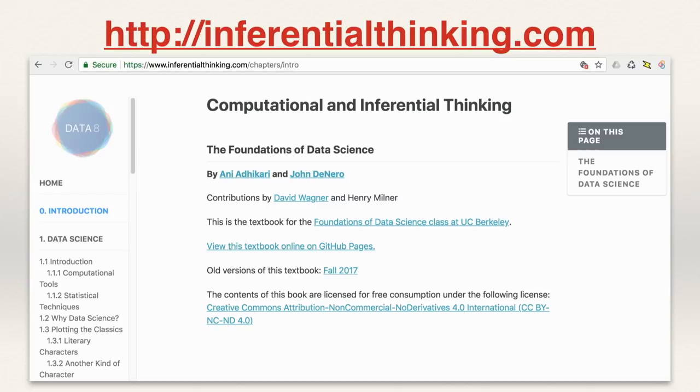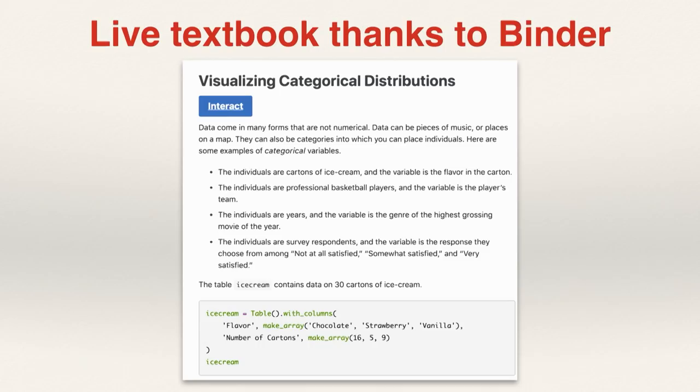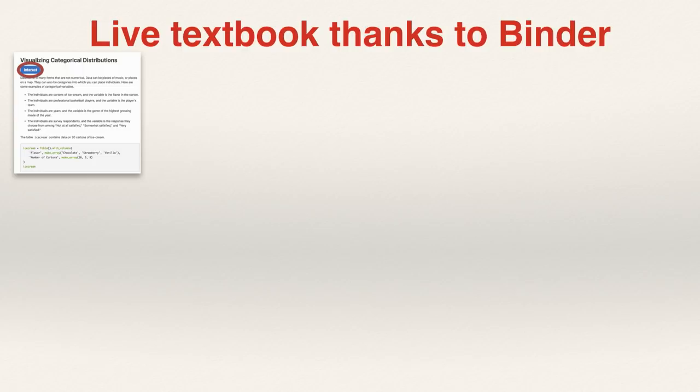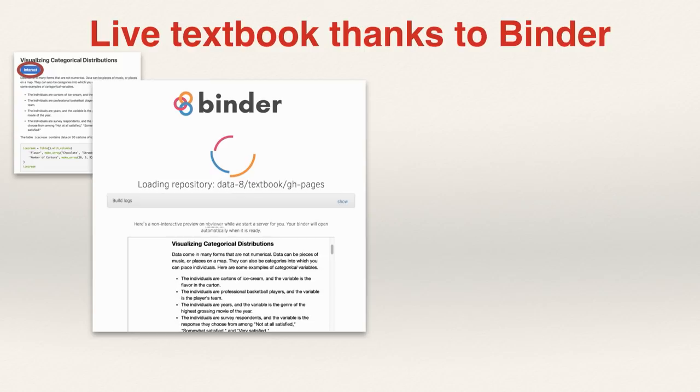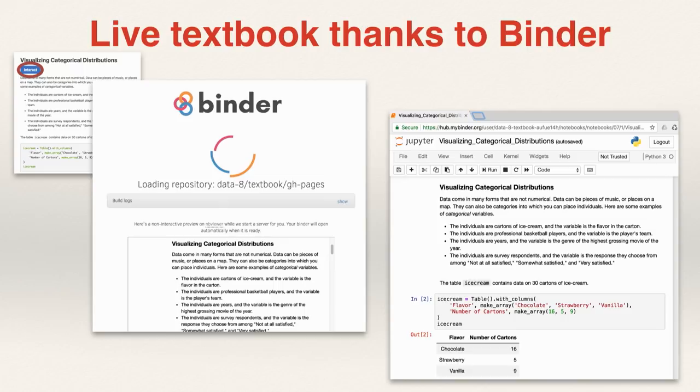You can all go right now, well, hopefully a little bit later, if you want to pay attention for a minute. You can go to inferentialthinking.com and read the textbook for the class. The textbook is called Computational and Inferential Thinking. It has been developed by faculty both in statistics and computer science jointly. And as you read the book and you page through the chapters, you will see little buttons at the top that say Interact. Those buttons allow anyone to click on them. And for a few seconds, you will get a little spinning logo from the Binder homepage. And then you will be logged in without having to install anything into a live version of the textbook with notebooks available for you to try.